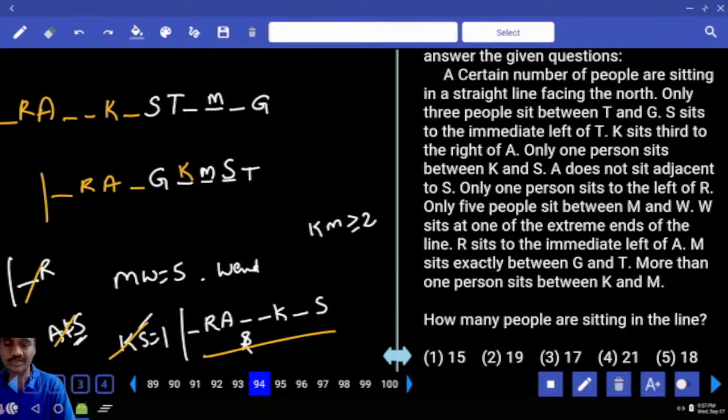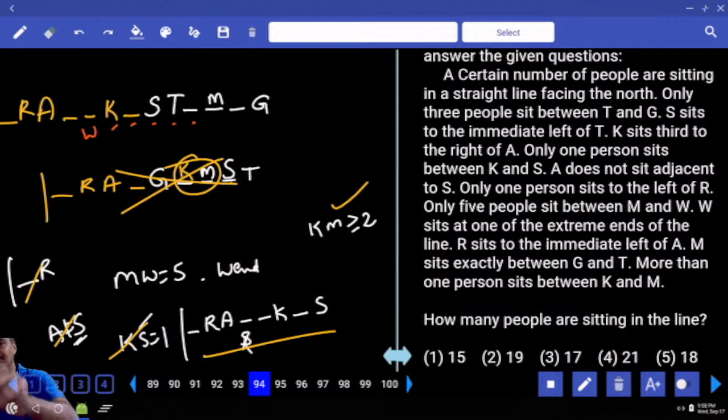Now W. K and M: how many people are there? Minimum 2 persons must be there. Now in the second case, K and M are adjacent. Is it possible? This is ruled out. And K and M more than or equal to 2, that is done. M and W: how many? 5. Now W can be either left or right. 1, 2, 3, 4, 5. Can you have W here? Why not? W is at an extreme end. As W is at an extreme end, W cannot be to the left hand side of M. 3, 4, 5. Then W is here. Now W is at an extreme end. Done? Now this is from 94 to 96.